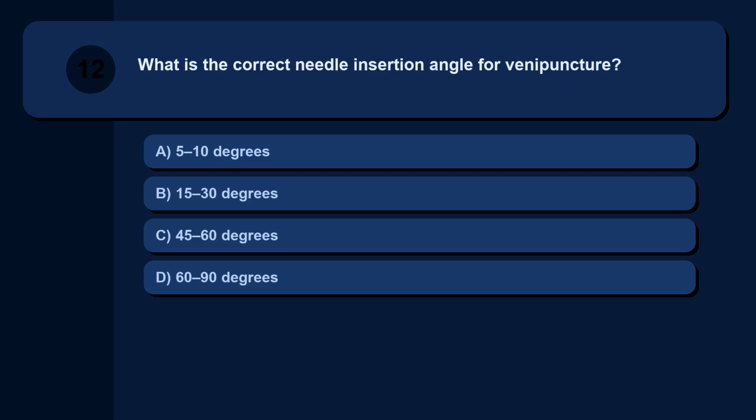Question 12. What is the correct needle insertion angle for venipuncture? 5 to 10 degrees. 15 to 30 degrees. 45 to 60 degrees. 60 to 90 degrees. A 15 to 30 degree angle allows smooth entry into the vein without penetrating too deeply or passing through the vessel.